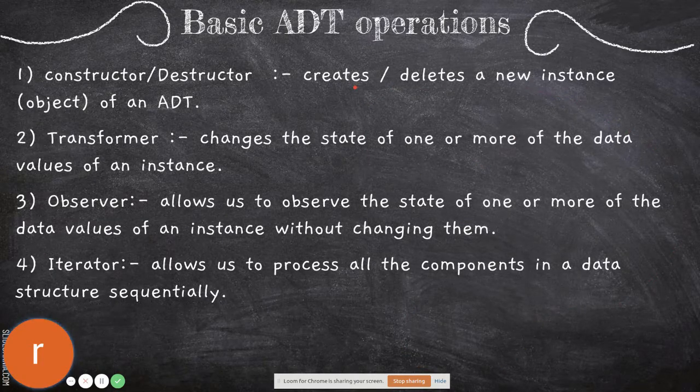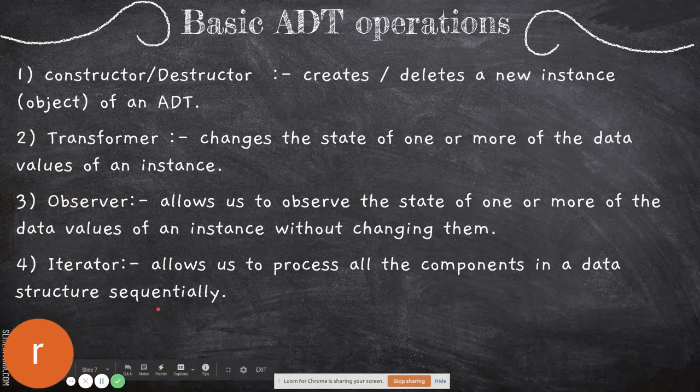Basic ADT operations. Some of the basic ADT operations are constructor or destructor, where you create or delete a new instance of an ADT object, and then transformer. It changes the state of one or more of the data values of an instance. What do you mean by that? For example, we create an instance. We may want to do some modifications on that. That can be done using this transformer. Observer doesn't do any modifications, but it just prints a value. So whatever is there will be observed. So it is called observer.